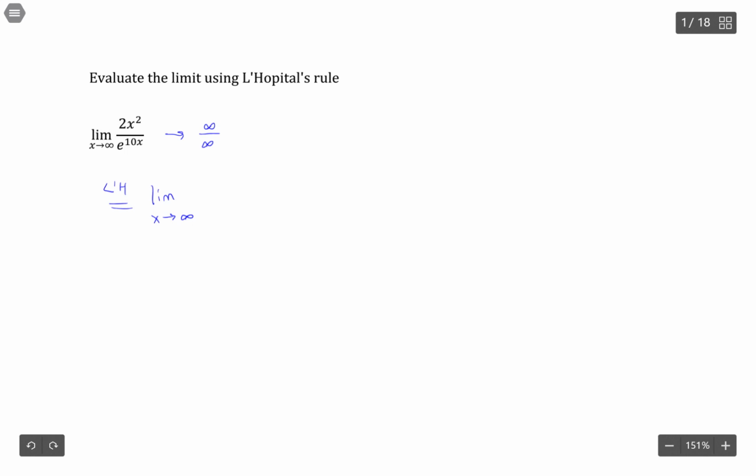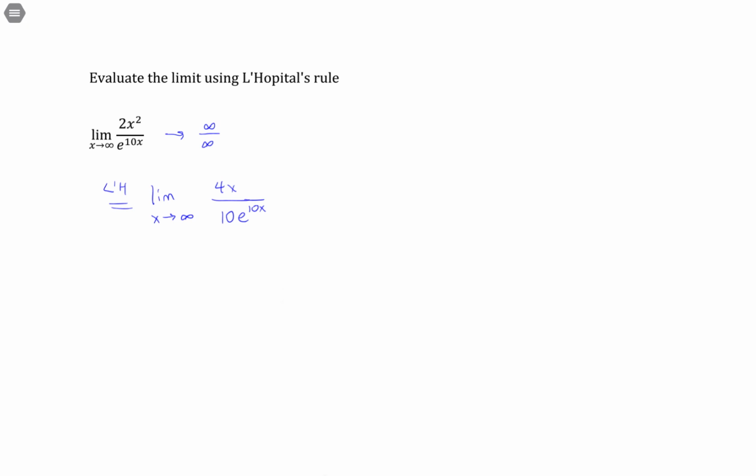And we do the derivative of the numerator, which would be 4x, over the derivative of the denominator. And e to the 10x, its derivative would be 10e to the 10x. And if you're unsure how either of those derivatives are developed, then you need to review some differentiation.